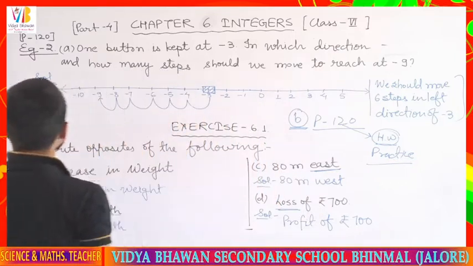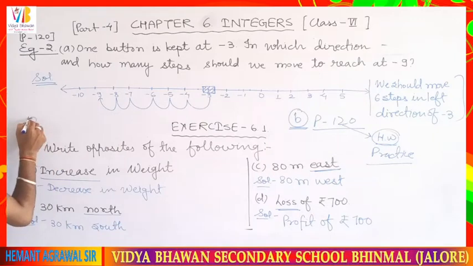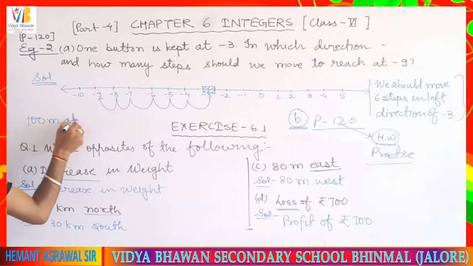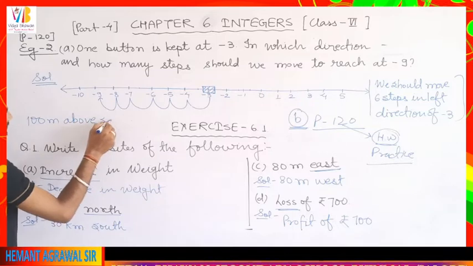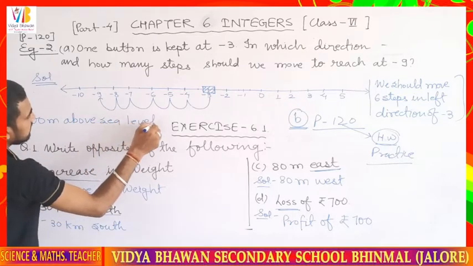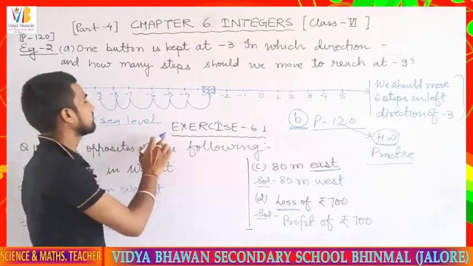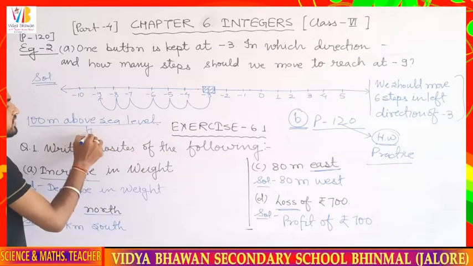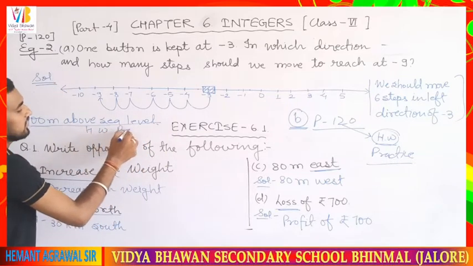The question is that 100 meter above sea level. This is a simple question. You have to write the opposite in your homework practice. It is for students.